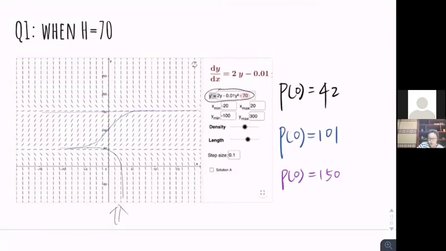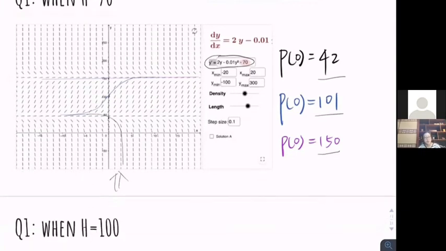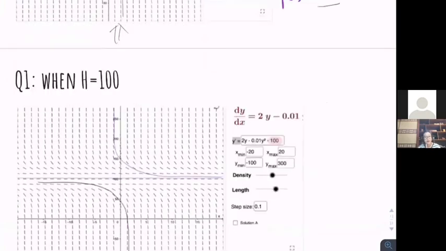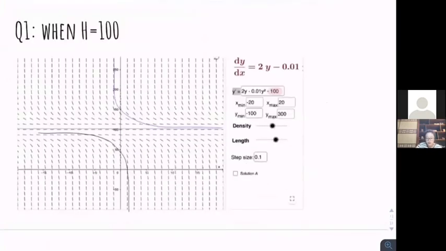These three numbers are actually the y-intercepts. So look at here, I try to be precise. These three graphs would look like this. Then in the second condition, when h equals 100, we will get a slope field like this. We see the numbers change. This is h. The slope field would look like this.